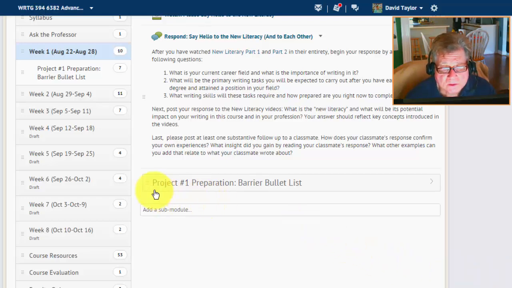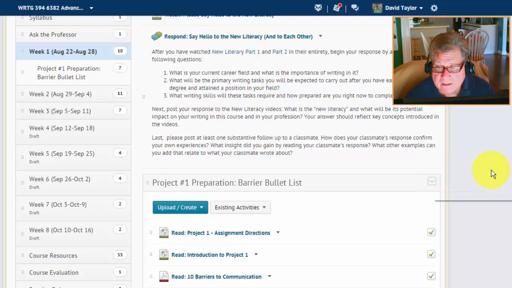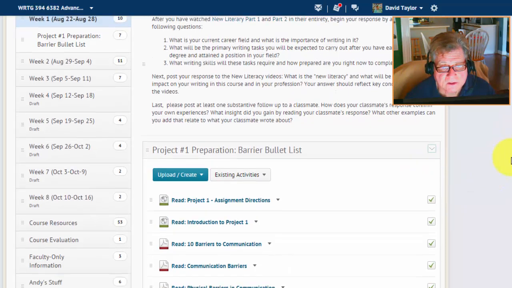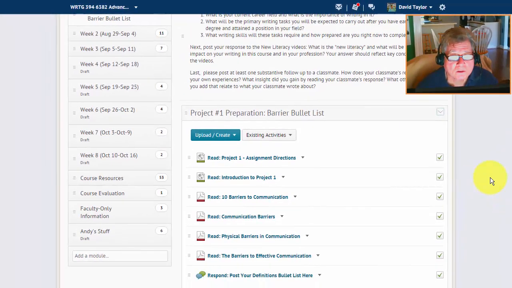This week one also contains a submodule. This is a submodule right here. You want to open up that submodule by clicking on the reveal down arrow or chevron, and that reveals this submodule that you need to work in week one. As you can see, all of your directions are laid out for you. Read, read, read, read, read, read, respond. So you've got a lot of preparation to do before you actually respond.